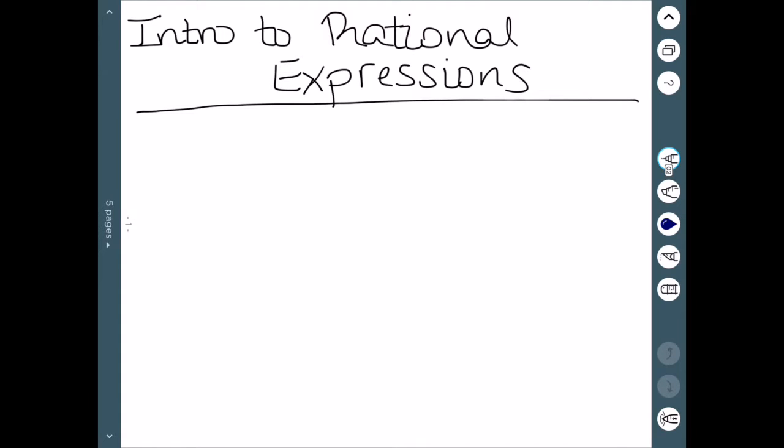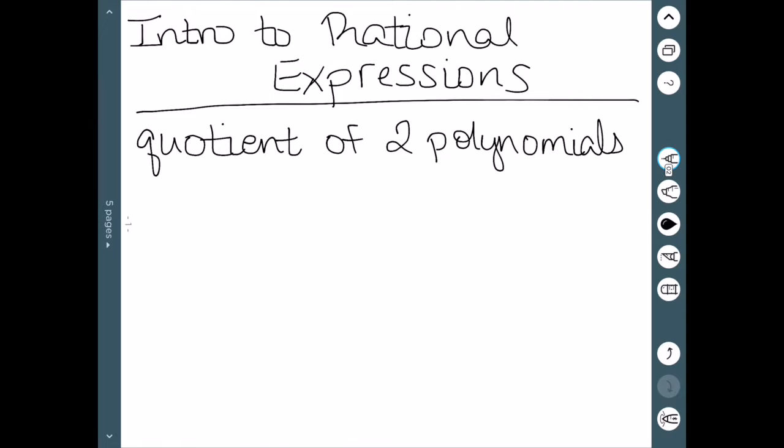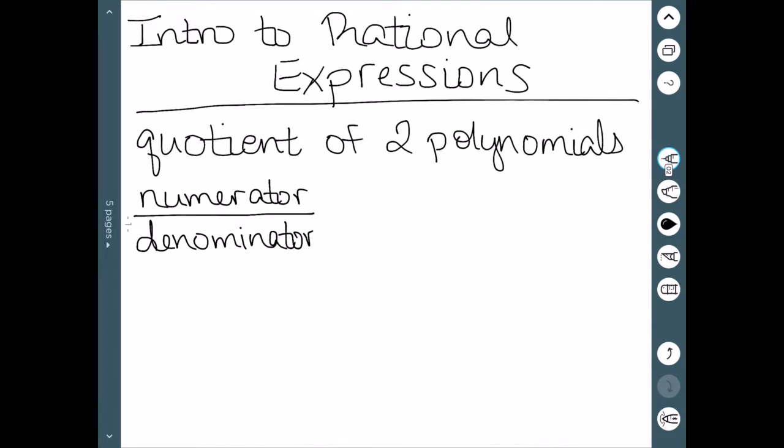Here we'll discuss rational expressions and give an introduction to these. So the first question should be, what is a rational expression? A rational expression is just a quotient of two polynomials. We call the top the numerator and the bottom the denominator. So we can look at some examples of what we mean by this.